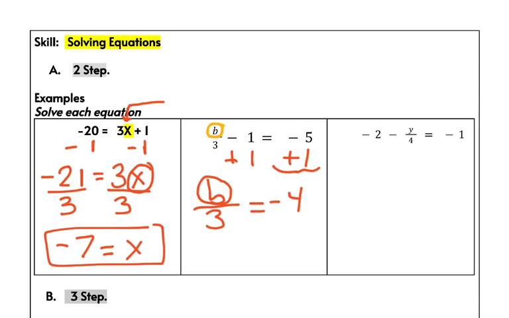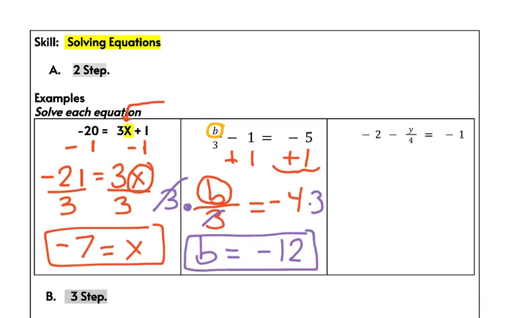Now, to undo division, I multiply. 3 divided by 3 is 1, so it undoes it. So you'll notice in purple, I'm multiplying both sides times 3 to get 3 over 3, which cancels. Then I get b equals 4 times 3 is 12, but there's 1 negative sign. Remember, we need 2 in multiplication or division to have it go positive.